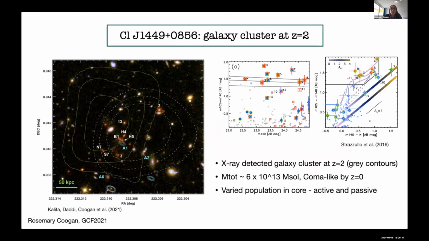We've already detected the cluster in the X-ray in these gray contours. And because of that, we know the mass, and that it is going to be a typical Coma-like cluster by redshift 0.